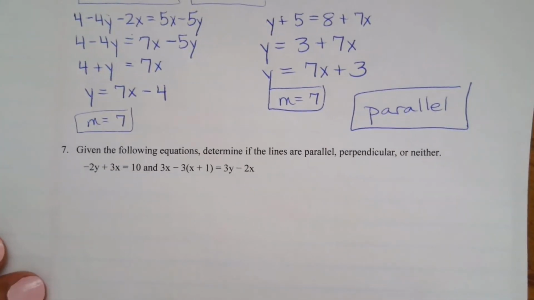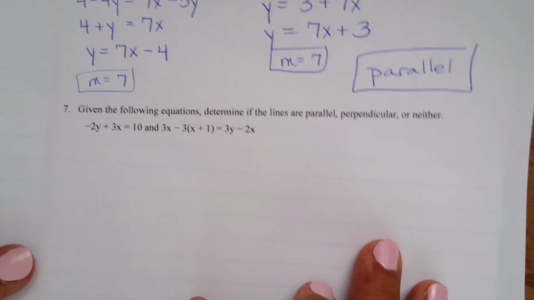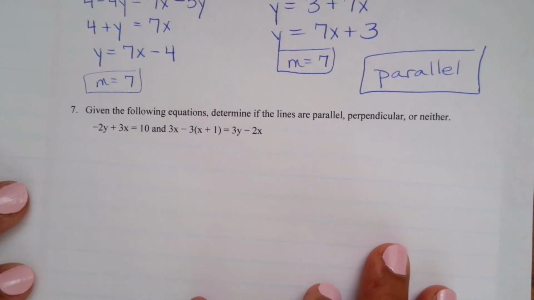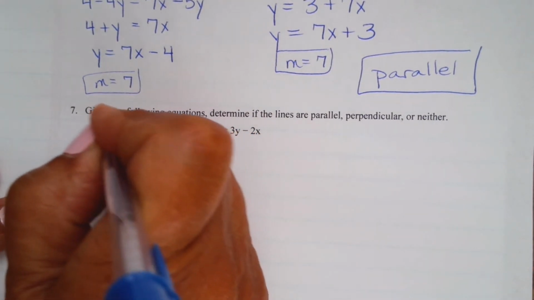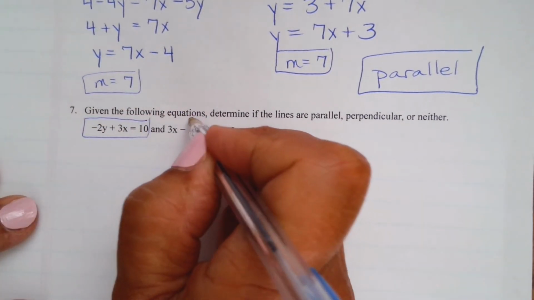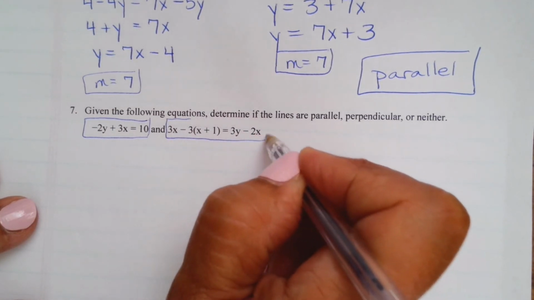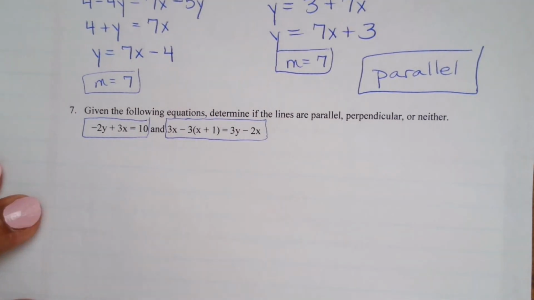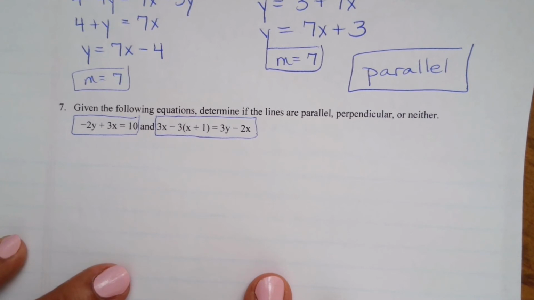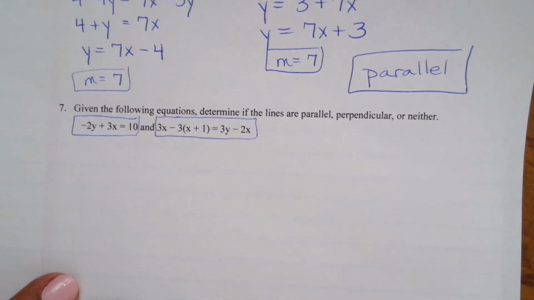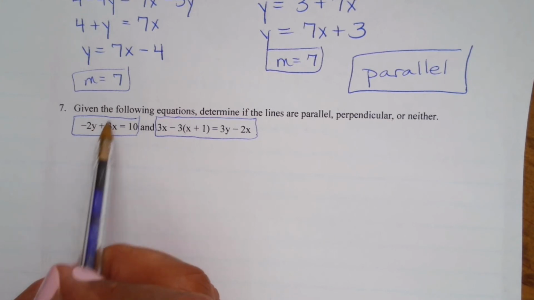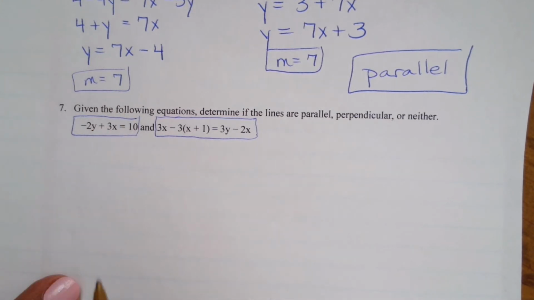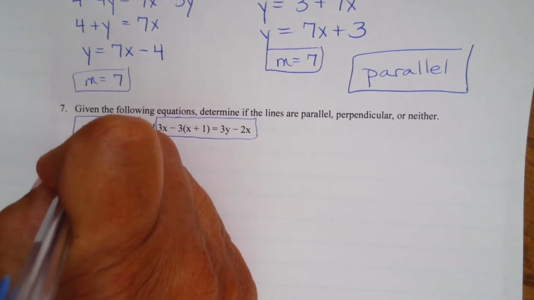Alright, the last problem. Given the following equations, determine if these lines are parallel, perpendicular, or neither. So same thing. Alright, so look at your two equations. Here's one. I always do this because when they're long like this, it's kind of easy to get them mixed up or to forget something when you're solving. Alright, so let's do this one first. All I have to do is move the x term over to the right, and then I got to do some division. Okay, so let me rewrite it.